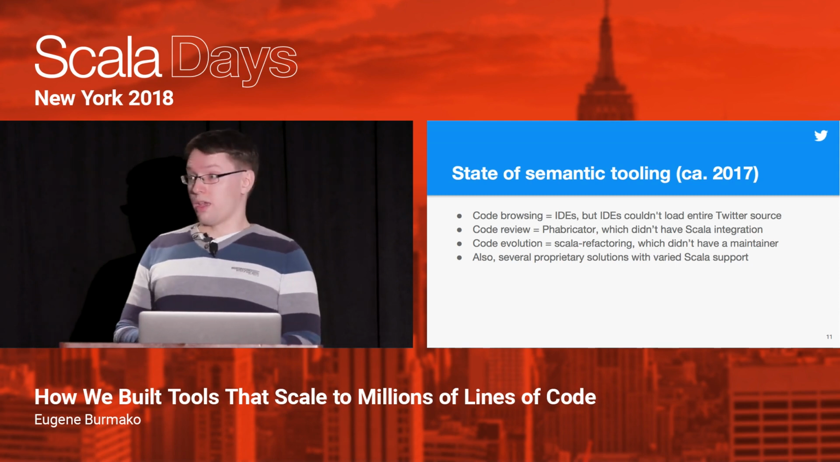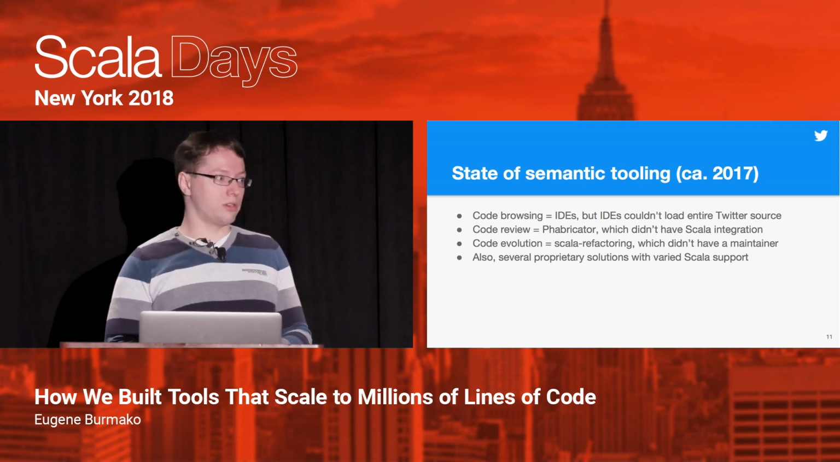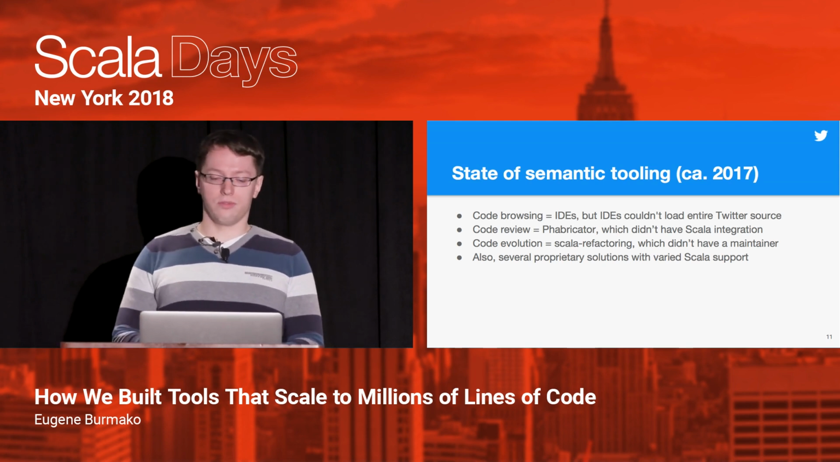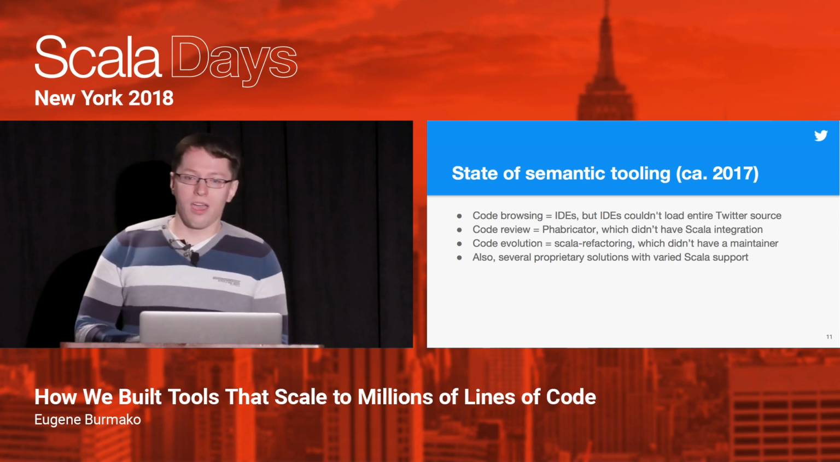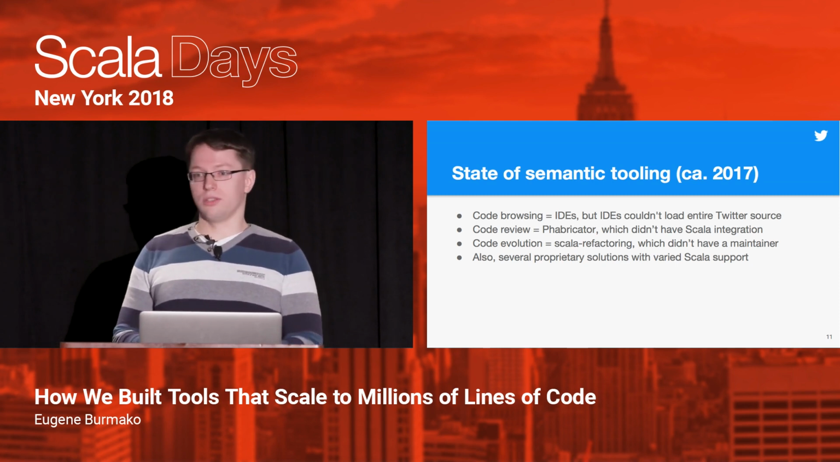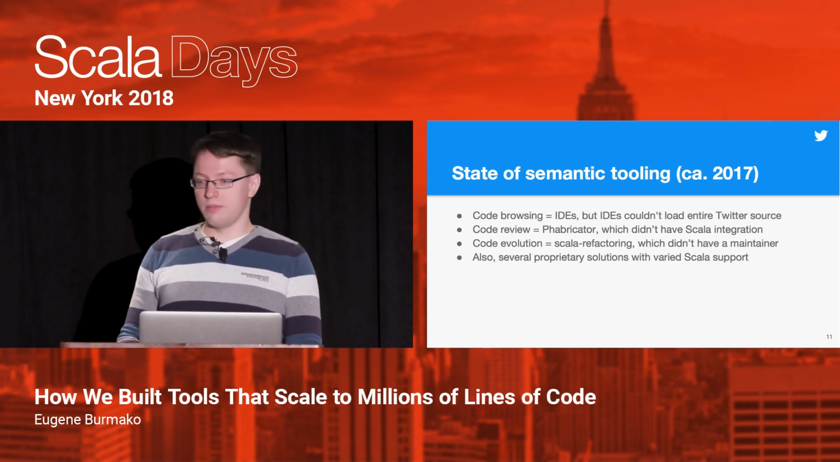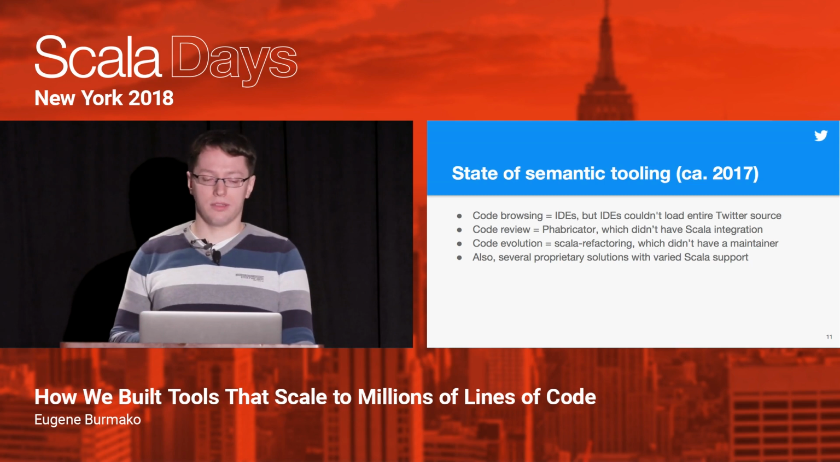Speaking of code review, at Twitter, we're using Fabricator. And even though Fabricator has some support for semantic features, for Python and PHP, there's something out of the box, it does not have Scala integration. Remember, nightmare mode, right? And for code evolution, there was this thing, still is, called Scala refactoring, which was used for code rewrites in Eclipse and Scala IDE. But unfortunately, at that point, it had a backlog of fundamental issues and no maintainer, which was kind of sad.